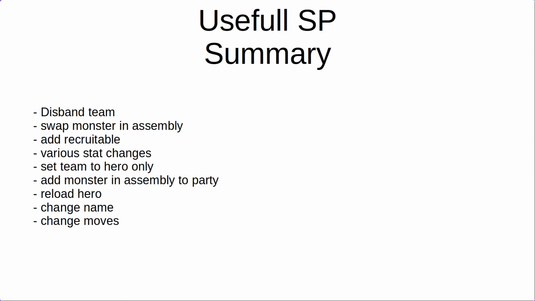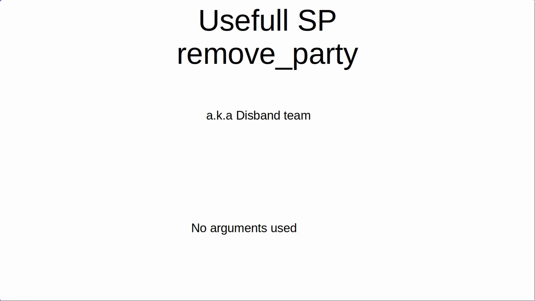I now show various special processes which can be used in your hack. The first special process I showcase is the remove party special process. I also call it the disband team one. It simply removes all the Pokémon in the current team, so you may change those Pokémon in the assembly without worrying of having those changes being overwritten by Pokémon in the current team.